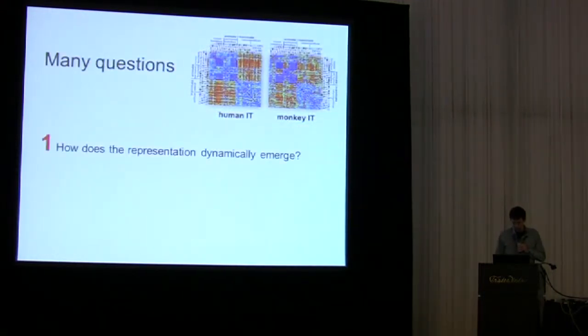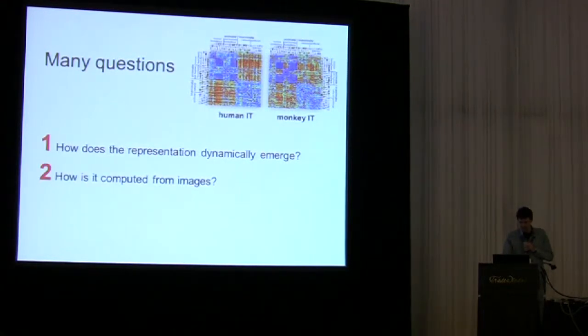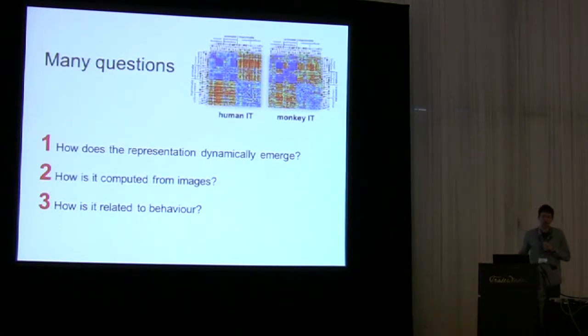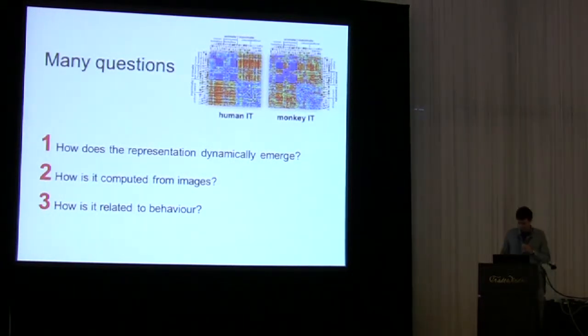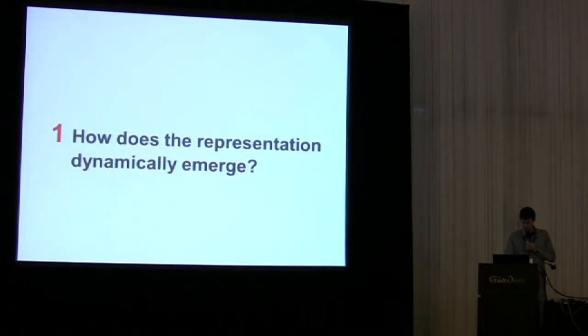So this result raised many questions. I'll just highlight three of them. How does the representation dynamically emerge over time? How is it computed from images? And how is it related to behavior? I want to speak briefly about all of them, but I'm going to focus on number two. On one and three, I'm mainly going to share my excitement about some current developments and point you to some talks and posters at VSS as well.